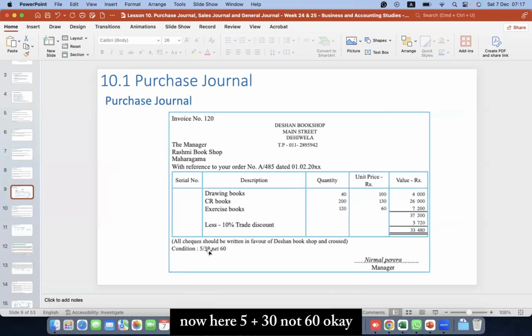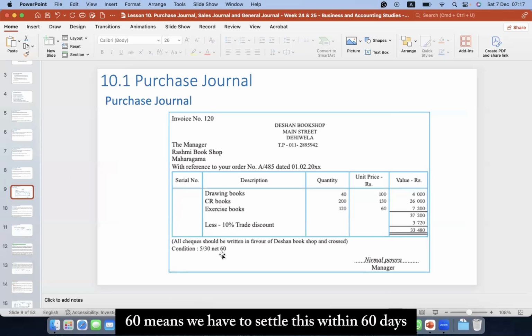Okay. Now here, 5/30 net 60. Okay, 60 means you have to settle this within 60 days.